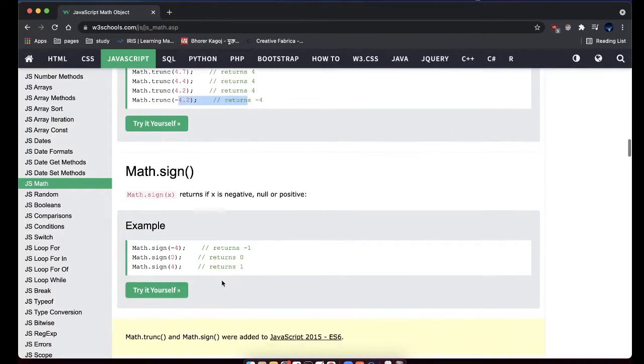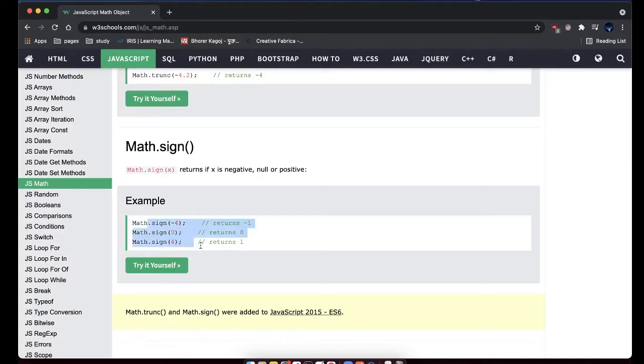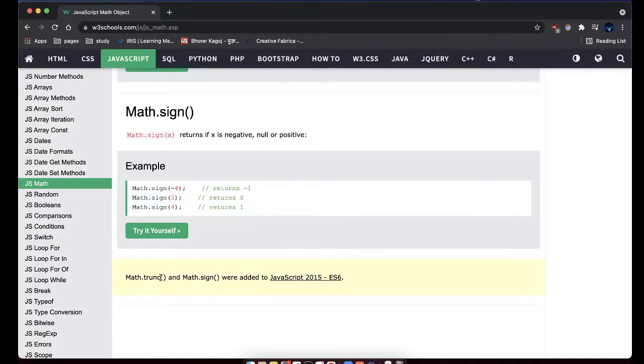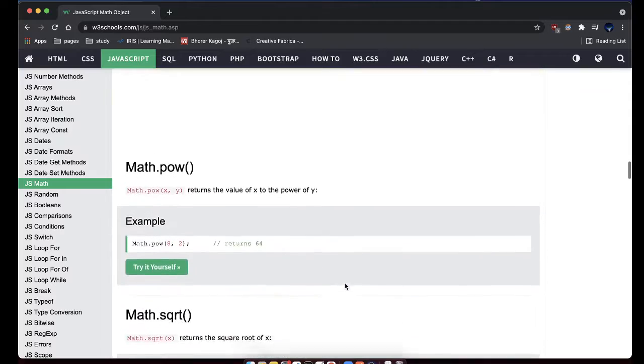Math sign tells whether a number is negative or positive. So if x is negative, it returns minus 1, if zero then 0, and if positive then 1. So sign of minus 4 is minus 1. Always remember this is important when you want to know if it's a negative or positive number. This is available only in ES6.